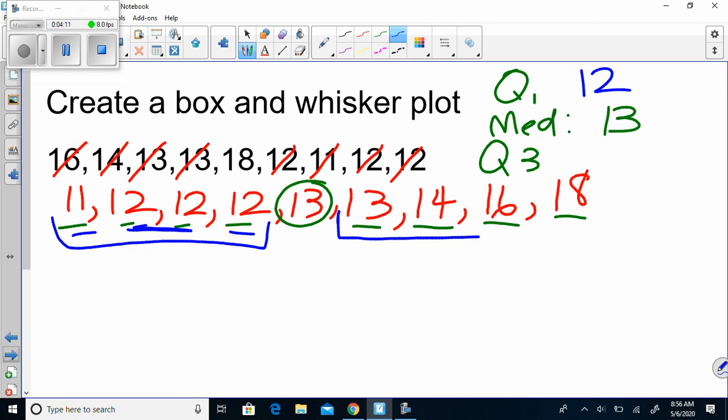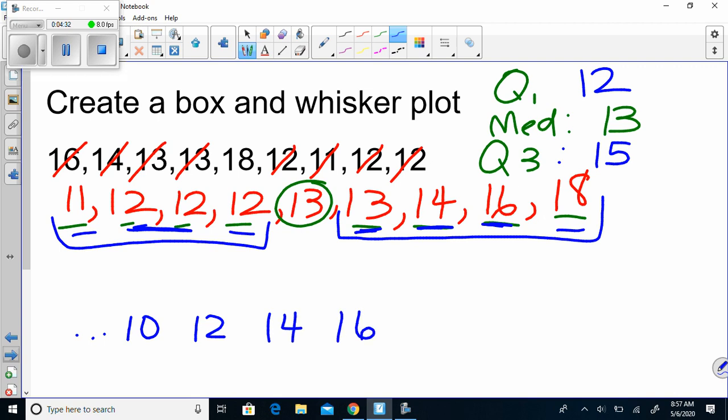Now, looking here at my top half of my data, 18 and 13 I've used. Oh, here I come to 16 and 14. I add those together. 16 plus 14 is 30. 30 divided by 2 is 15. That is 15. So again, I'm going to do my same number line. 10, 12, 14, 16, 18, 20.